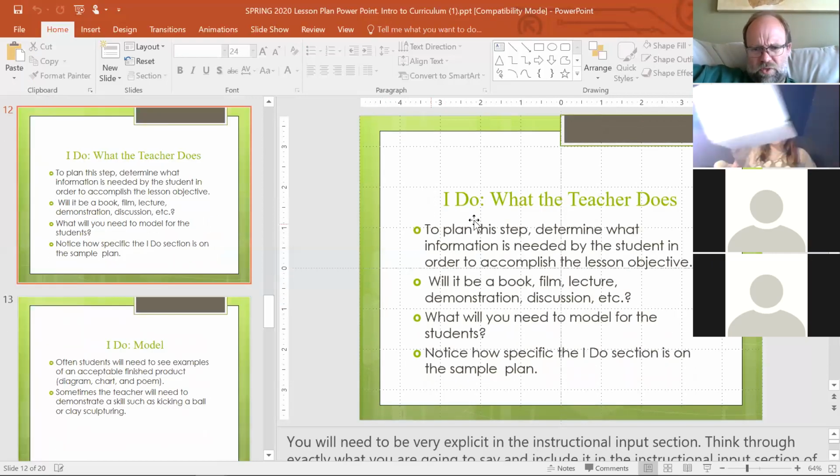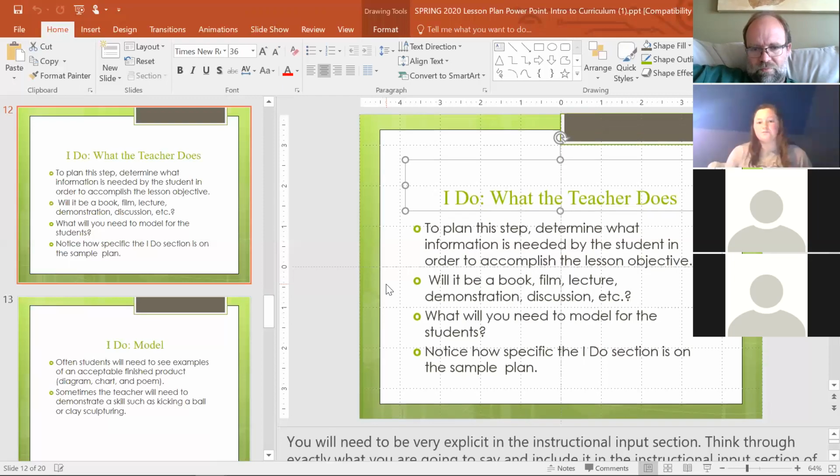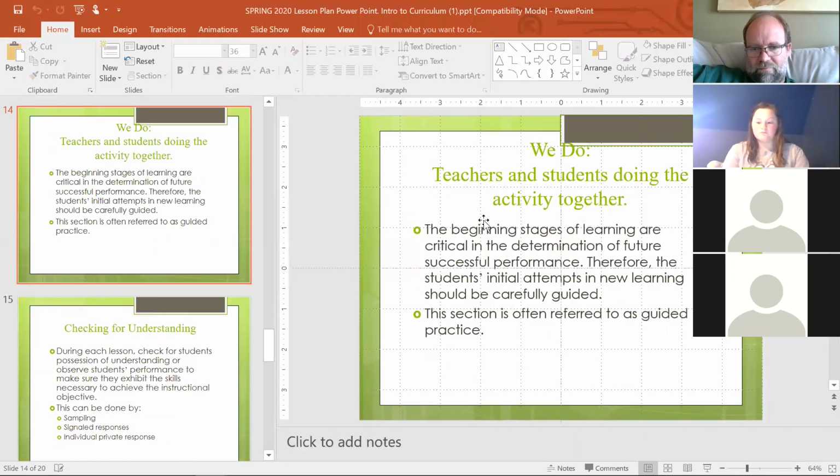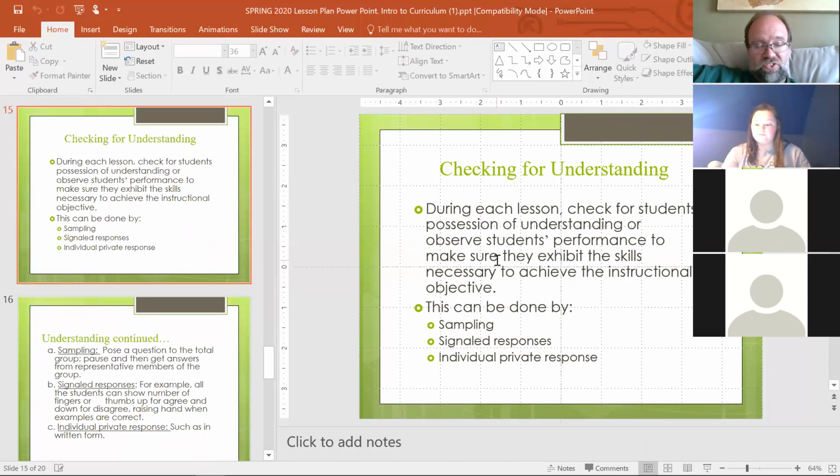And then if you look back through this, you can kind of see how these steps are broken down. What does the teacher do? The idea of modeling. What do they do together? The we do is teachers and students do the activity together. Checking for understanding, so that as you've done the activity together, how is it that you can actually ask your students if they understand what's going on?